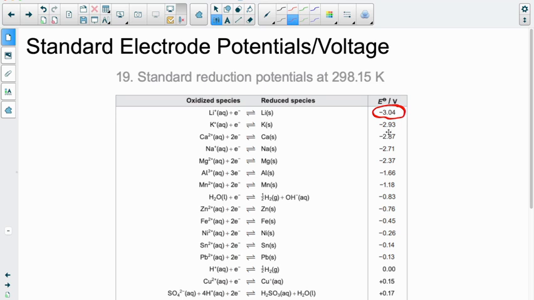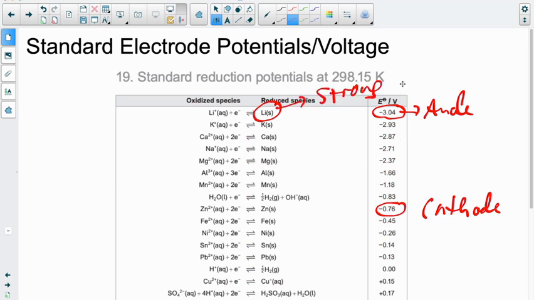So for example, if I wanted to build a voltaic cell with lithium and zinc, you can see here zinc in my last example was the anode, but in this particular case, because lithium has a higher oxidation potential or lower reduction potential, lithium would be my anode, and the zinc here would be my cathode. Okay? Now, because lithium has a low reduction potential, high oxidation potential, lithium is a very strong reducing agent.